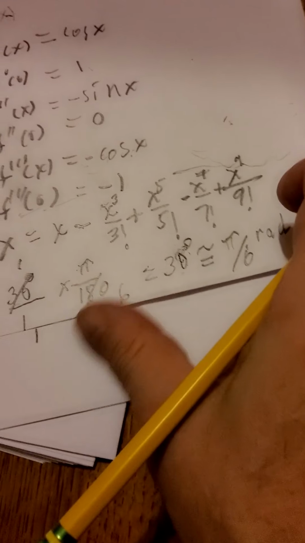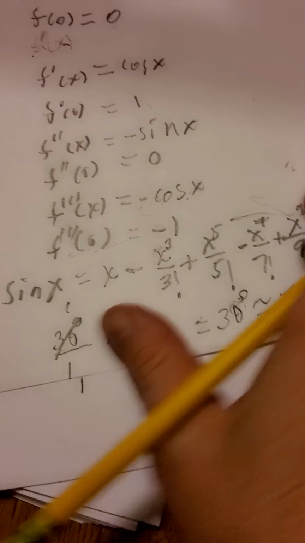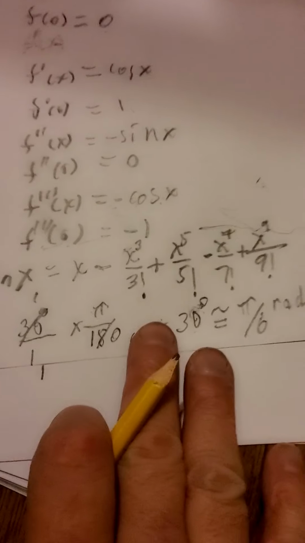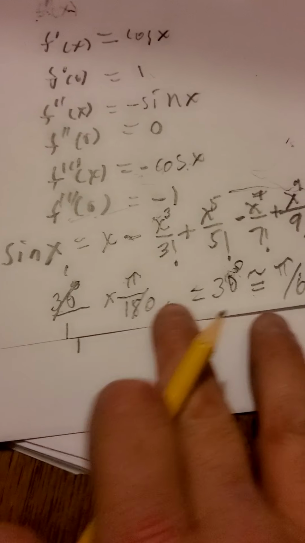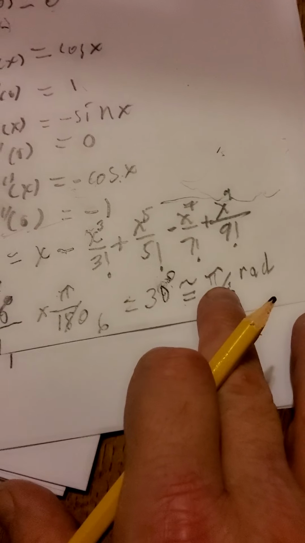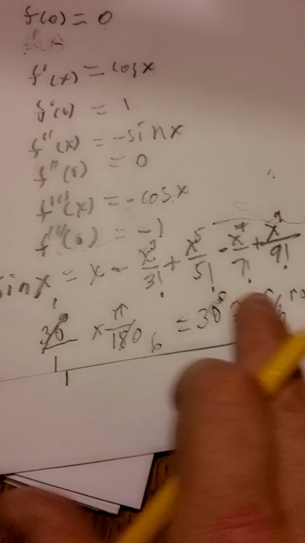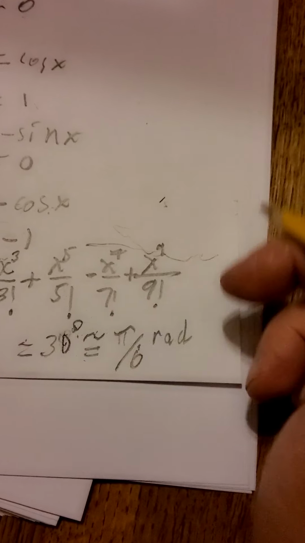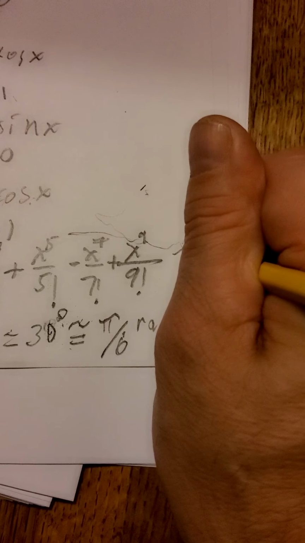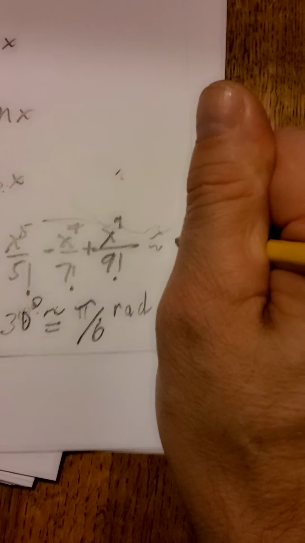So you have to be in radian mode for this to work. Or if you want to calculate it by hand, you have to convert these degrees to radians like I did. And then you divide pi by 6 and you plug it in for x. And when you plug it in, this will approximate 0.5.